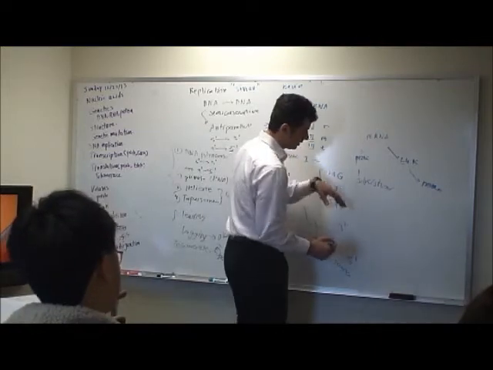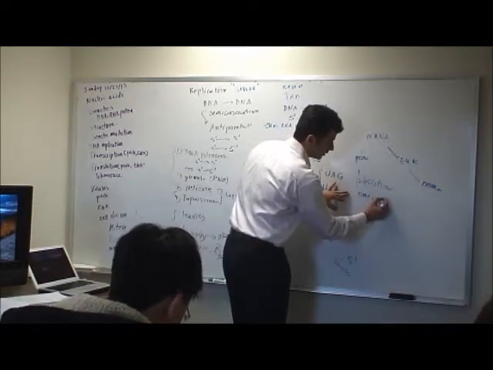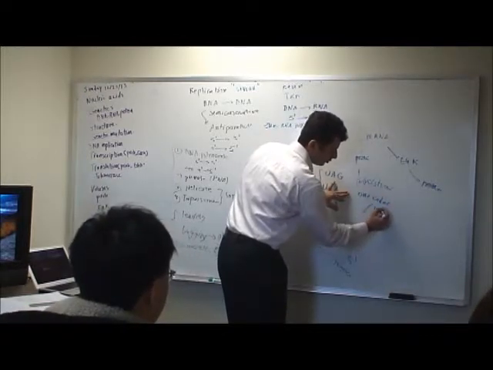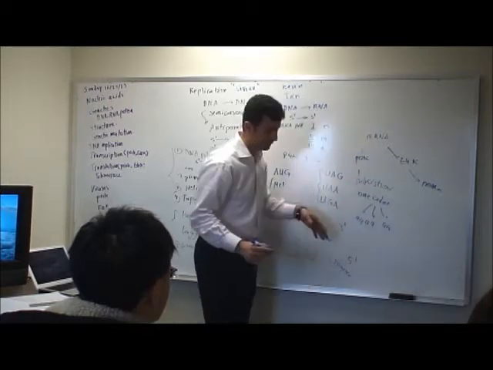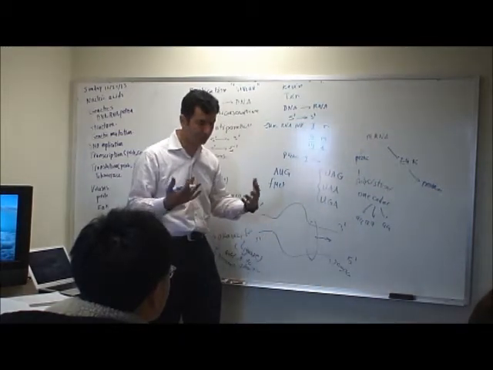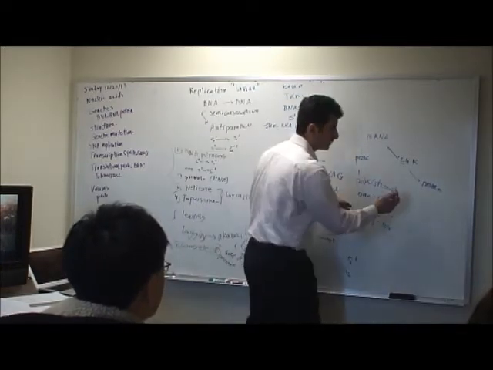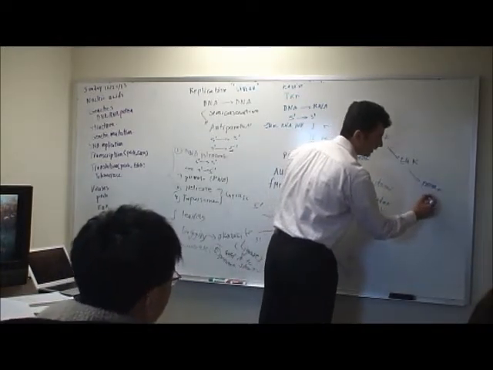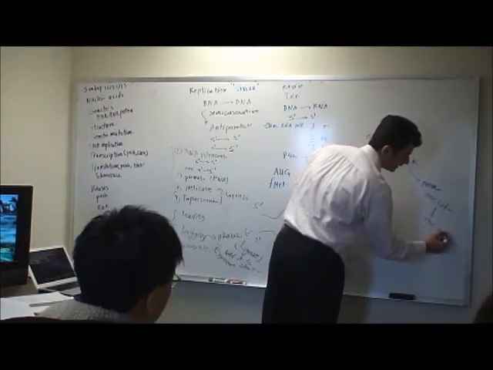What does polycistronic mean? One mRNA codes for multiple proteins, multiple amino acid chains, right? Again, it's just not sophisticated. Everything happens together, and one can make different things. Monocistronic, one mRNA is one protein.